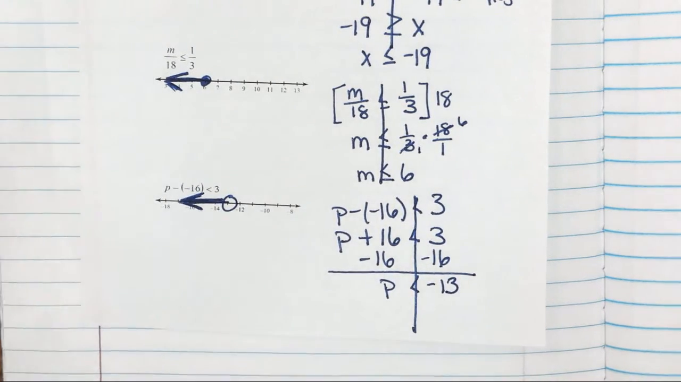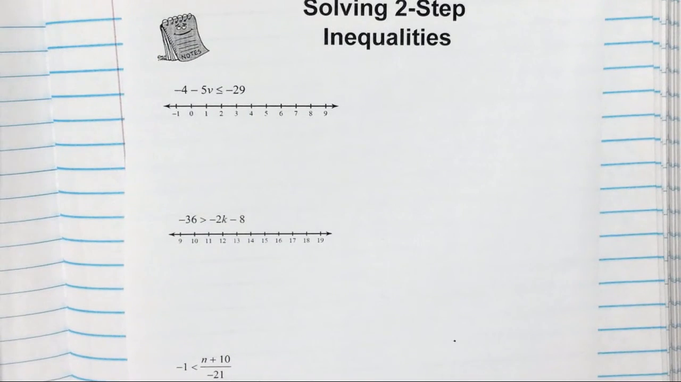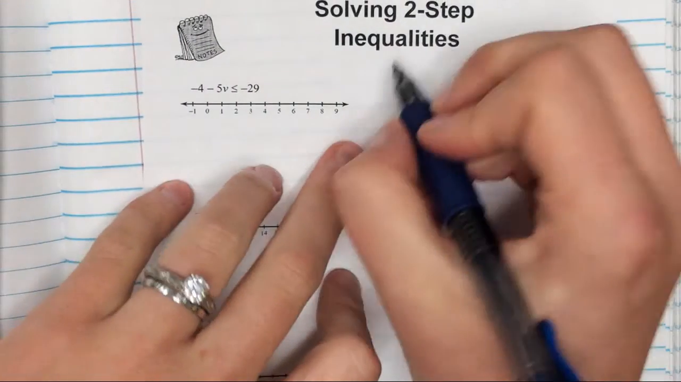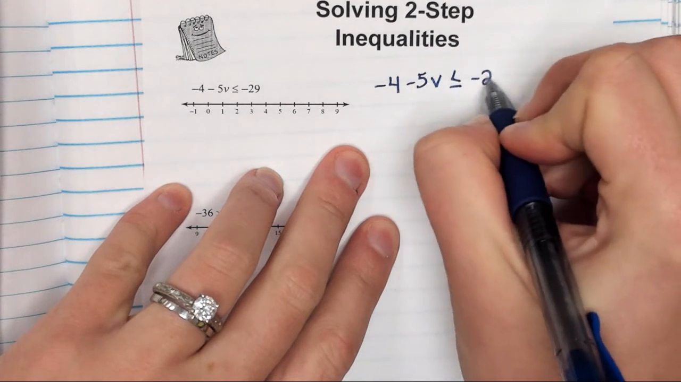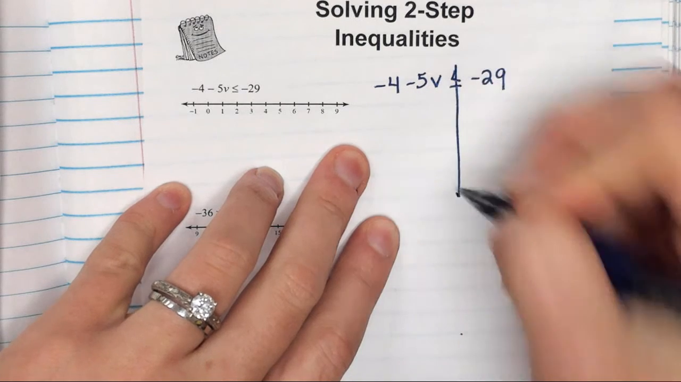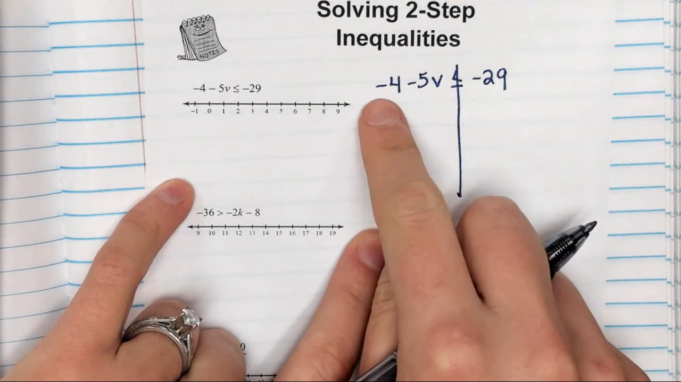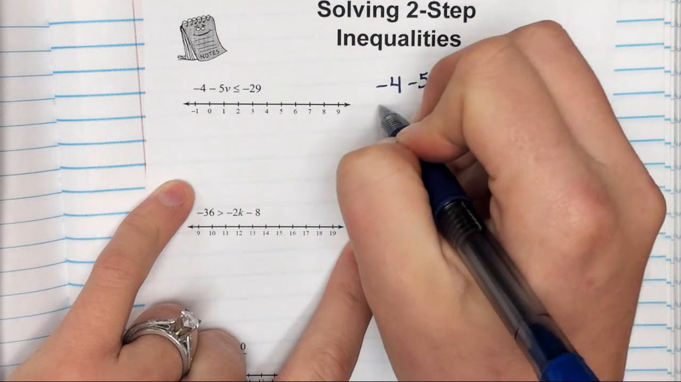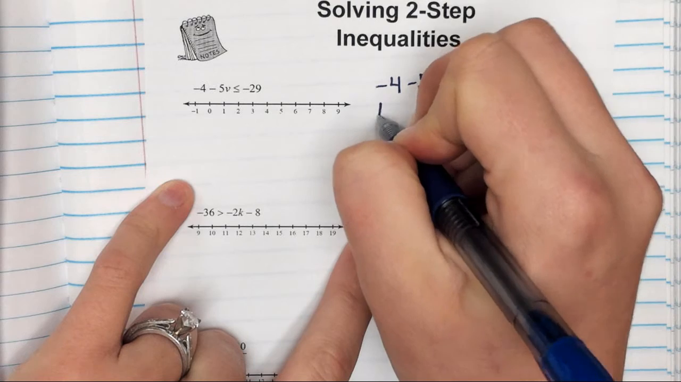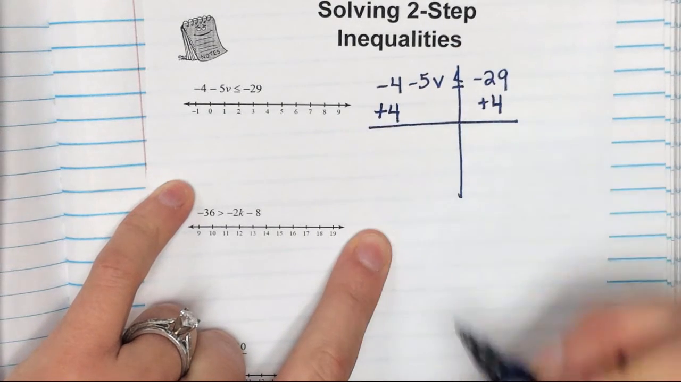All right, moving on to some two-step inequality examples. Again, steps are the same as with equations, except that if you multiply or divide by a negative, you'll have to flip the symbol. So I have negative 4 minus 5v is less than or equal to negative 29. First thing I need to do is get rid of anything that's added or subtracted. So the negative 4 is subtracted from that variable, or is using subtraction. In order to cancel out the negative 4, that constant, I'm going to add 4 to both sides. That's the addition property of inequality.